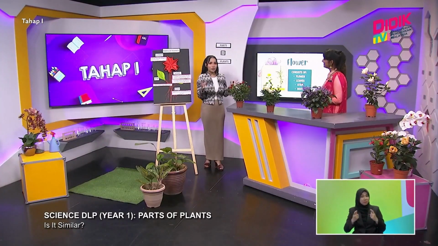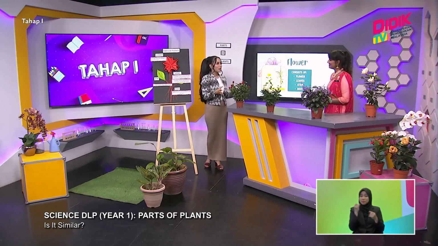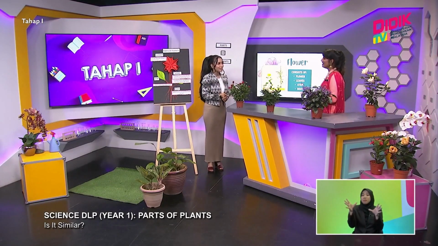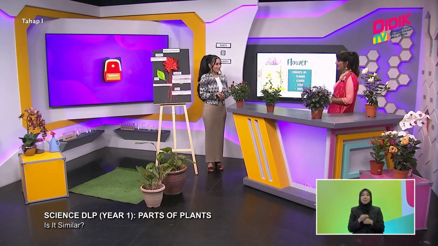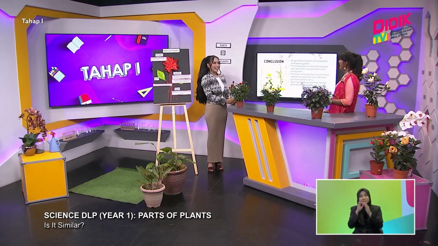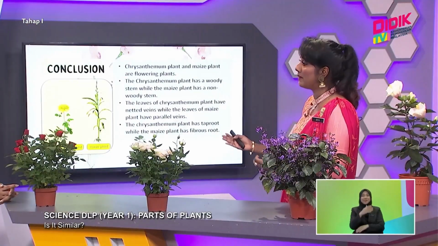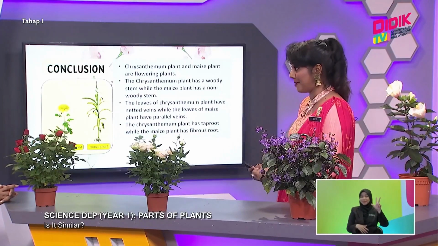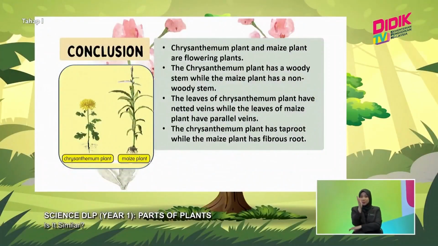All right, now we've reached the end of the class. Perhaps you can share with us a bit of a conclusion of what we learned today. Yeah, sure. For today, we have learned about the importance of the parts of plants. And then we also learned about chrysanthemum and maize plant, remember? So chrysanthemum plant and maize plant are flowering plants, and the chrysanthemum plant has a woody stem while the maize plant has a non-woody stem. The leaves of chrysanthemum plant have netted veins and the leaf of maize plant has parallel veins.